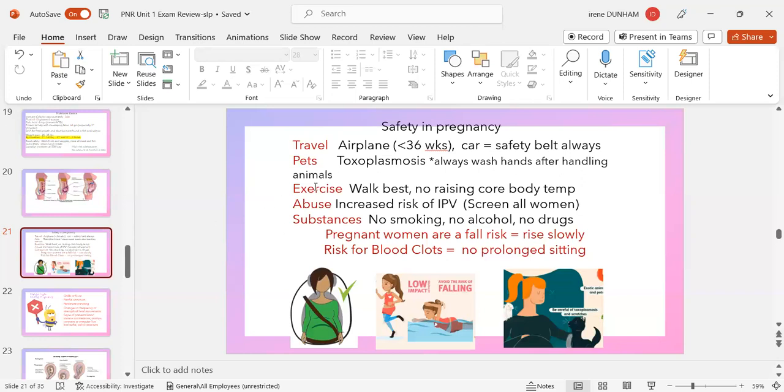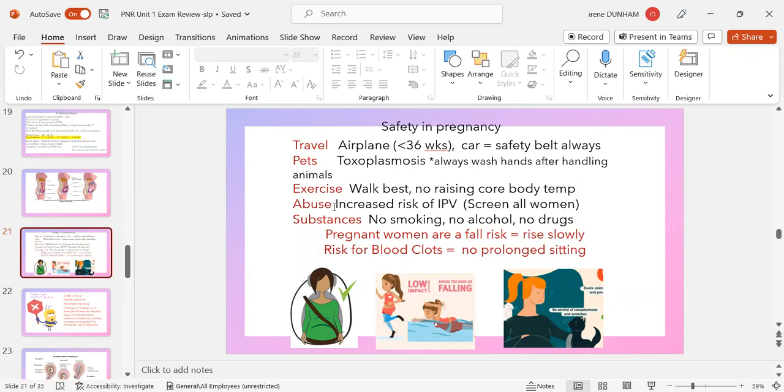And exercise. Walking is our best exercise. What you want to do is not raise her core body temperature, because then she gets very uncomfortable. She gets shortness of breath, and so we don't want to do that. We don't put them in a hot tub. You don't want to increase the core body temperature of the woman.